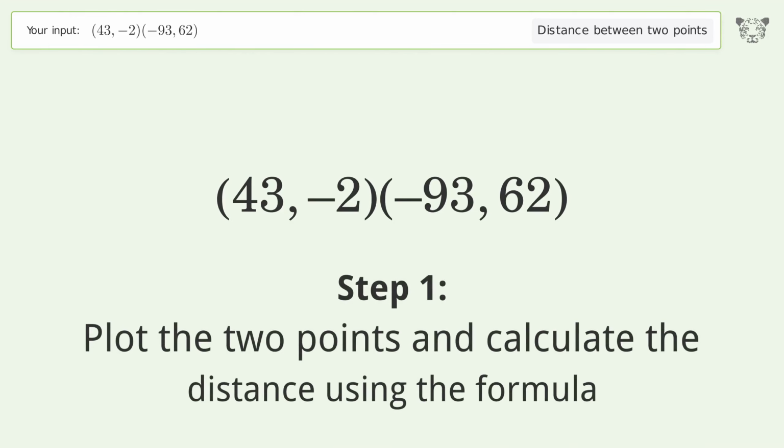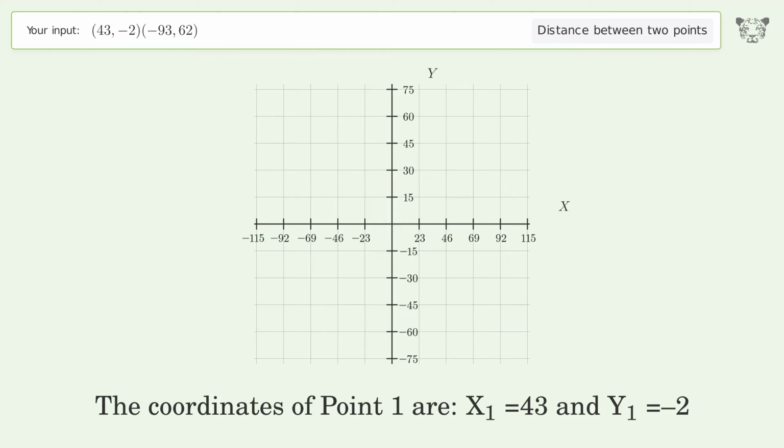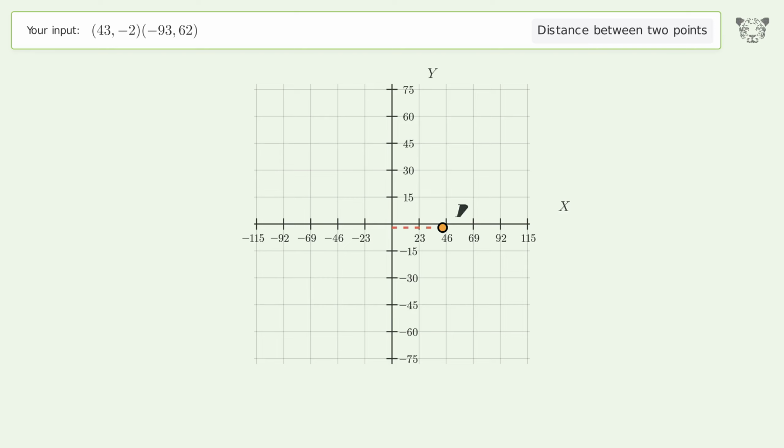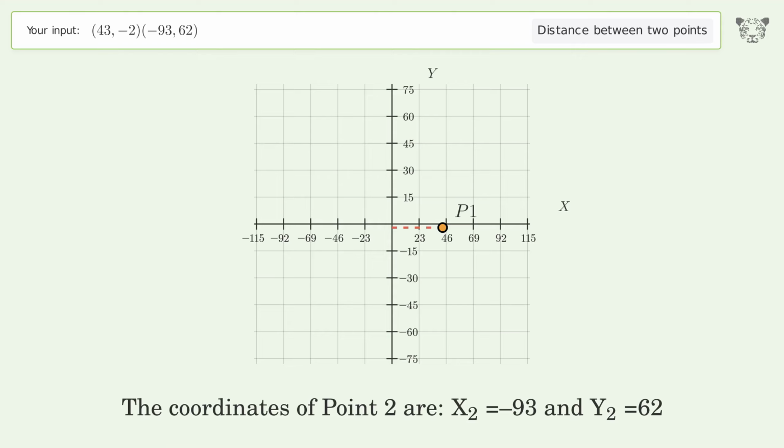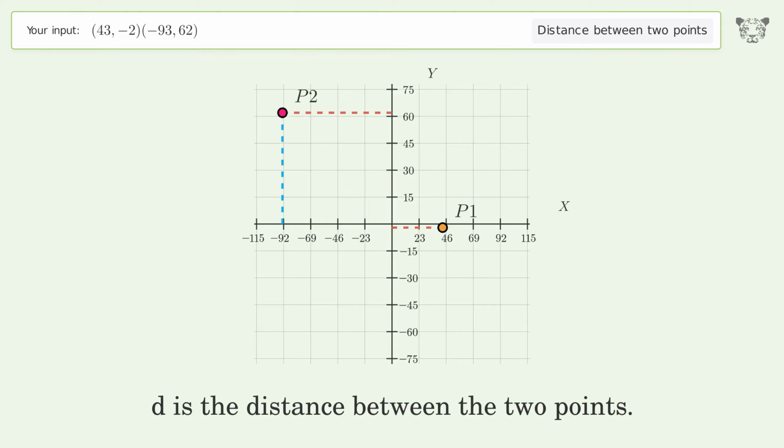Plot the 2 points and calculate the distance using the formula. The coordinates of point 1 are x1 equals 43 and y1 equals -2. The coordinates of point 2 are x2 equals -93 and y2 equals 62. D is the distance between the 2 points.